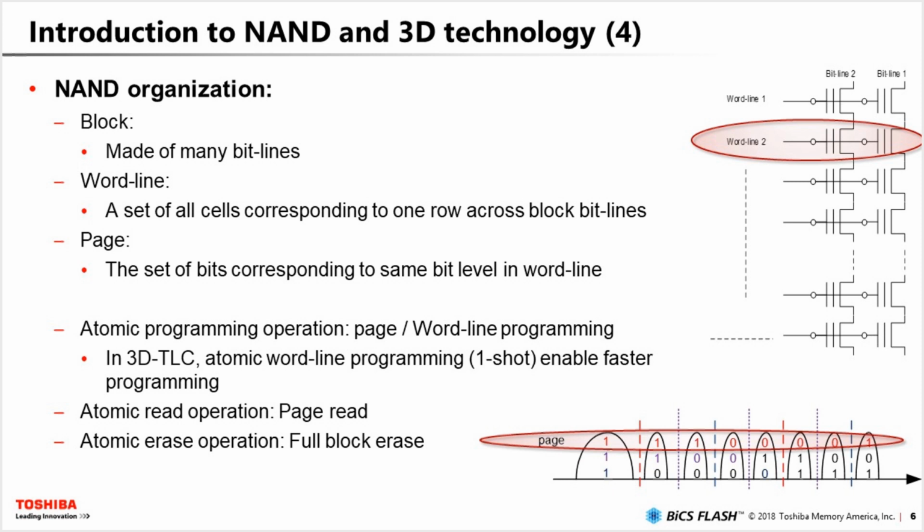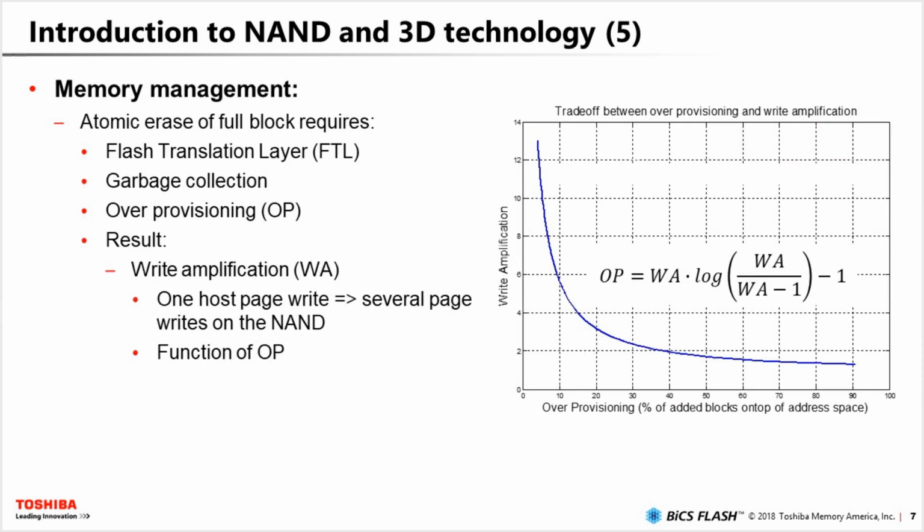And the reason I'm mentioning this is because we have different atomic operations in a NAND device. Programming is done at the word line level, reading is done at the page level, and the most important is the erase is done at the block level. Because of this fact, in order to manage a NAND device, we might have some kind of management system. We would typically have garbage collection in order to manage the NAND device and make sure we utilize it. Because of this garbage collection, we get write amplification.